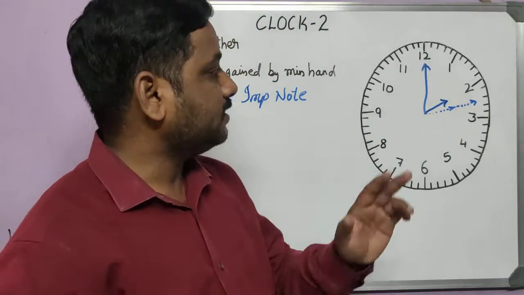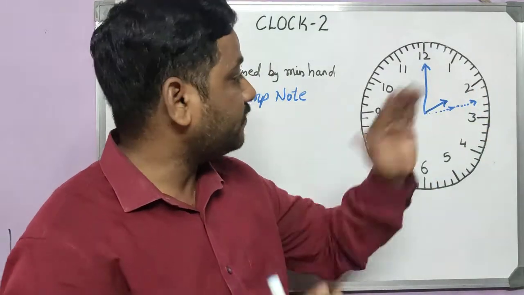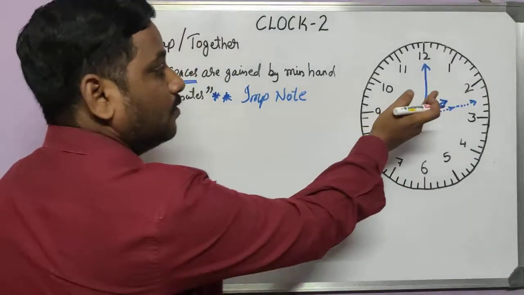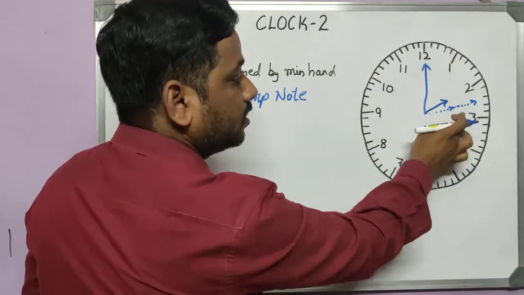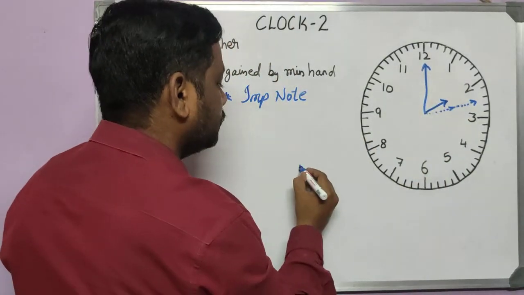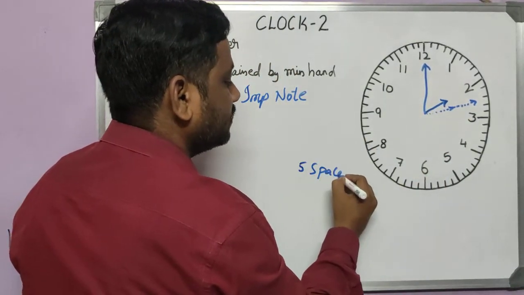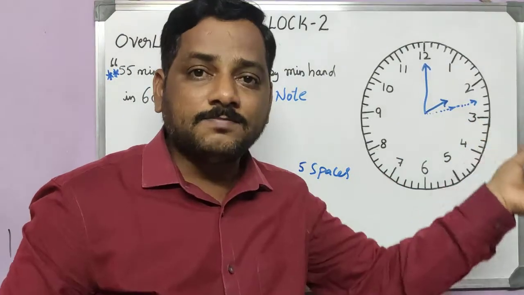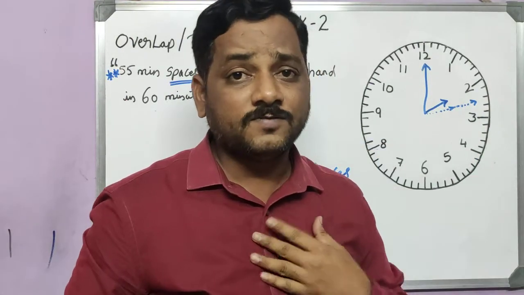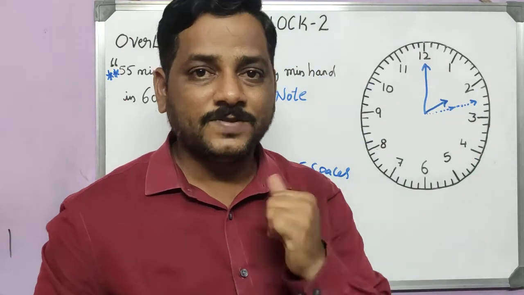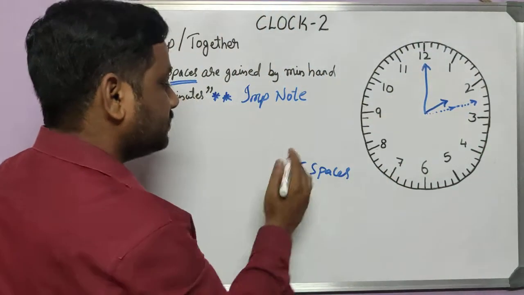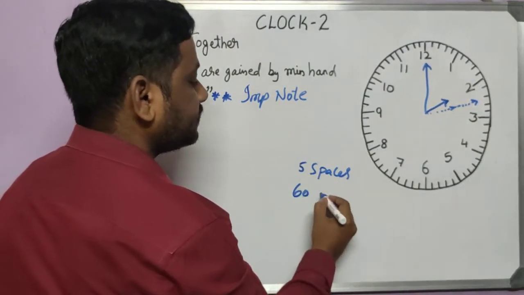Okay. Now let us consider that the hour hand is moving from 2 to 3. So it is moving from 2 o'clock to 3 o'clock. During this movement, the hour hand will move only 5 spaces. Whereas at the same time, the minute hand covers a complete 60 spaces, because we know that 1 hour is 60 minutes. So the minute hand has to cover all the 60 spaces.